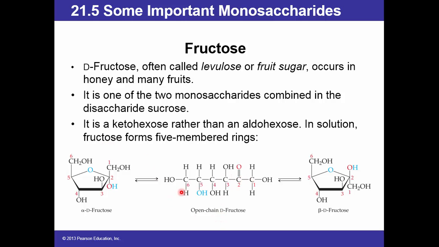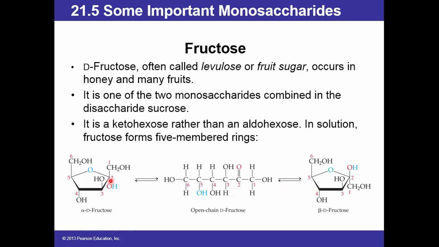Notice, fructose is a keto rather than an aldo. It is a ketohexose because of the keto group. Now in solution it forms a 5-membered ring, as you can see here. This is now carbon 1, 2, 3, 4, 5, and 6.